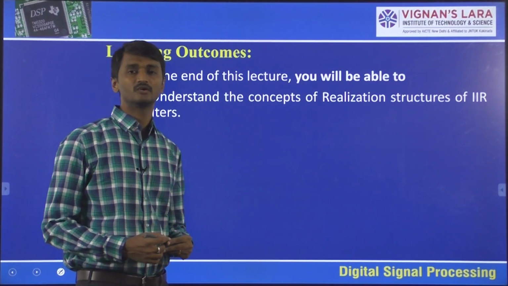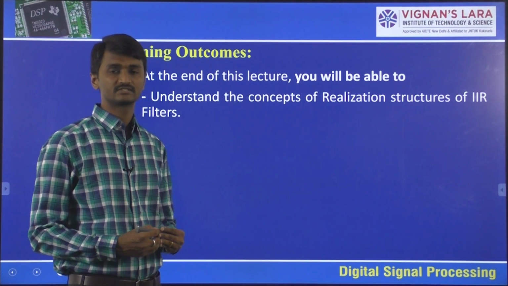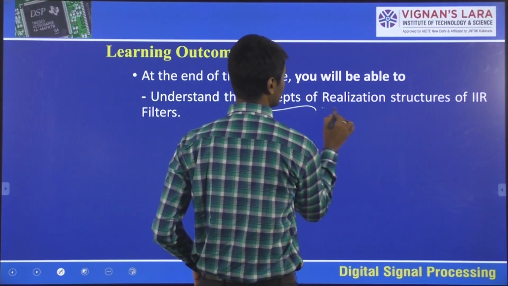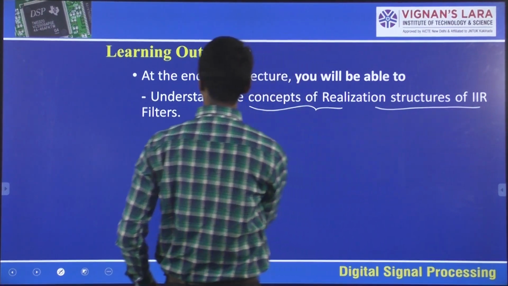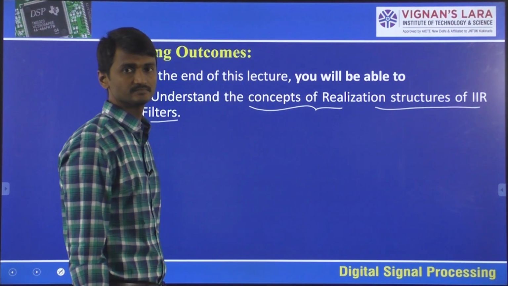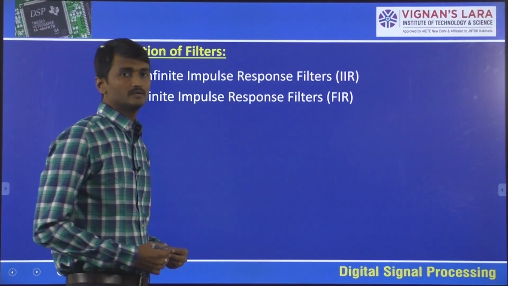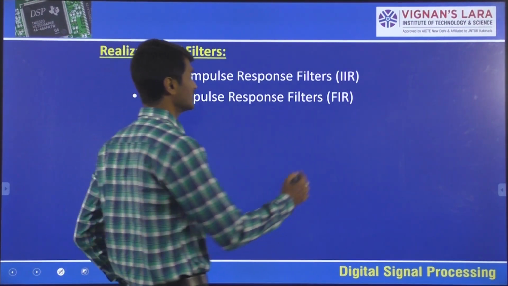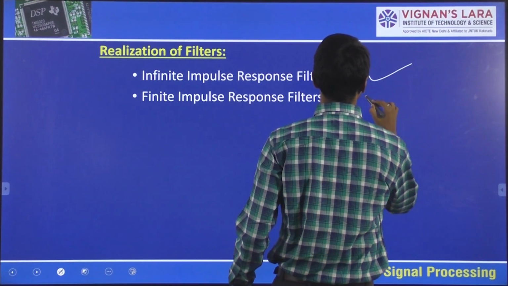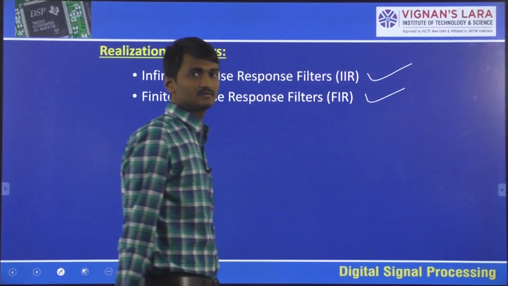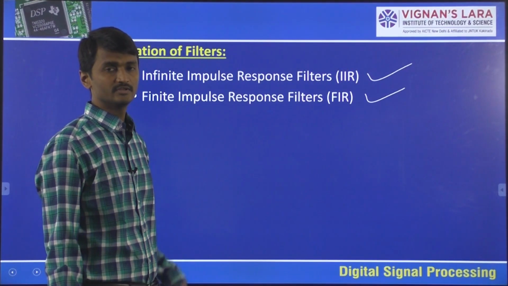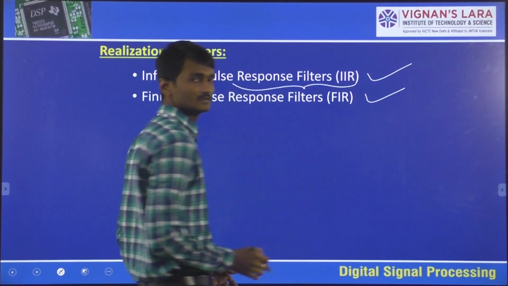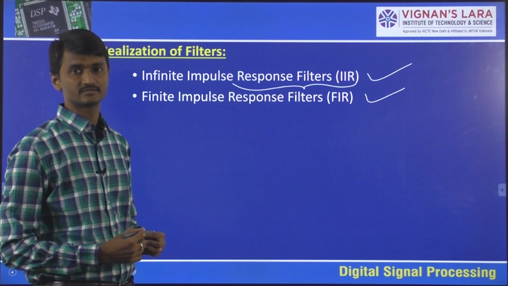So here is the learning outcome of this lecture. After successful completion of this lecture, you will be able to understand the concepts of realization structures of IIR filters. So coming to the realization of digital filters, there are two types of filters, that is IIR and FIR filters. In this lecture, we will see the realization of IIR digital filters.